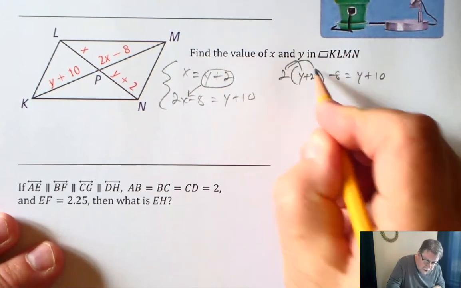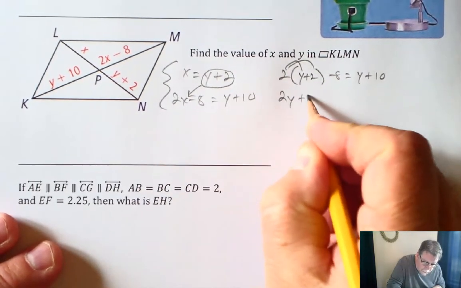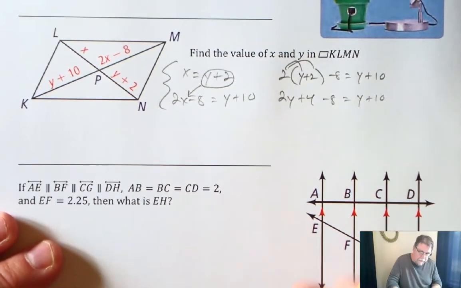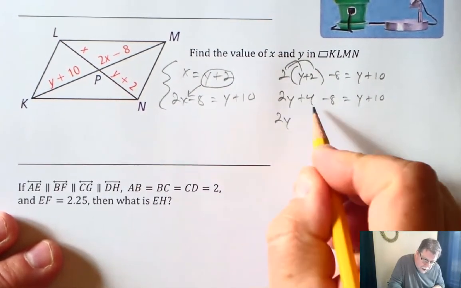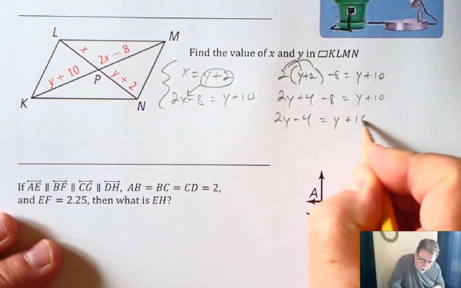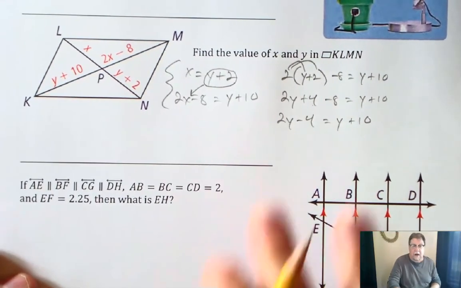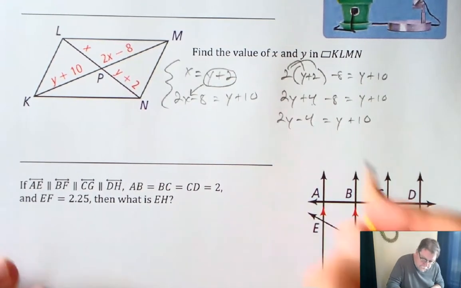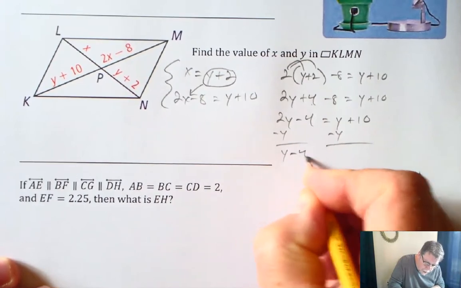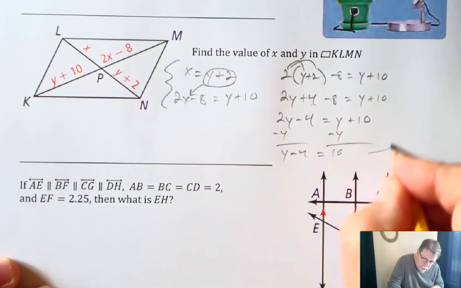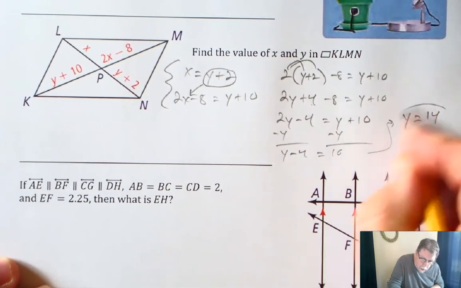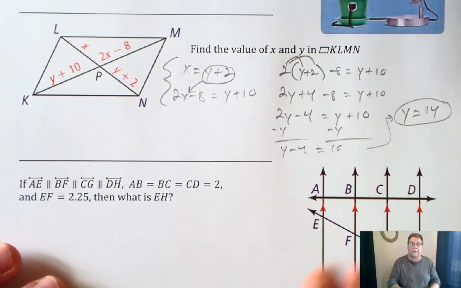So let's distribute the 2. 2y plus 4 minus 8 equals y plus 10. So this says 2y, and 4 minus 8 is negative 4, and that equals y plus 10. So we'll solve this for y. Let's subtract y from both sides. We'll get y minus 4 equals 10. We'll come over here and we'll add 4 to both sides. y would be 14. So there's part of our answer.